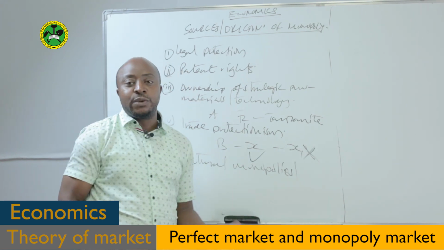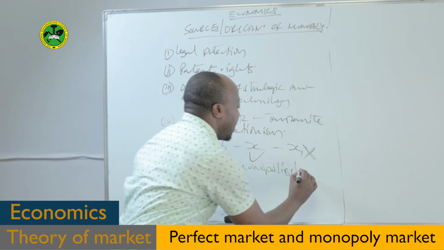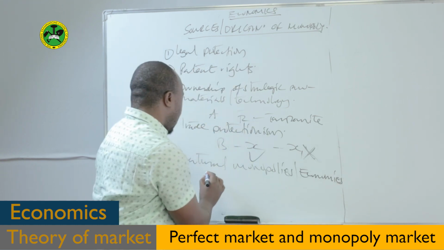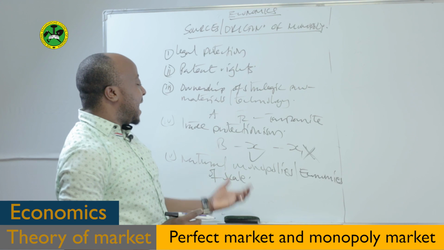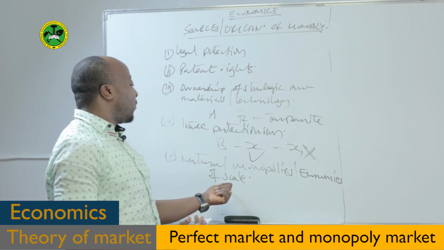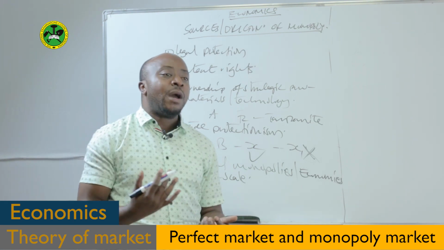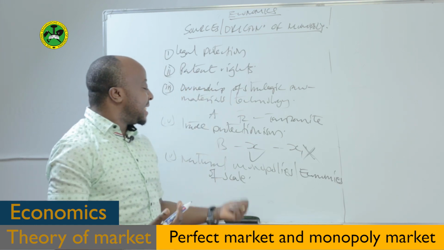These are monopolies which emerge due to economies of scale. So here we speak of economies of scale. It means they are monopolies which rise because of economies of scale. Economies of scale means a firm which is producing with declining average cost. That is economies of scale.